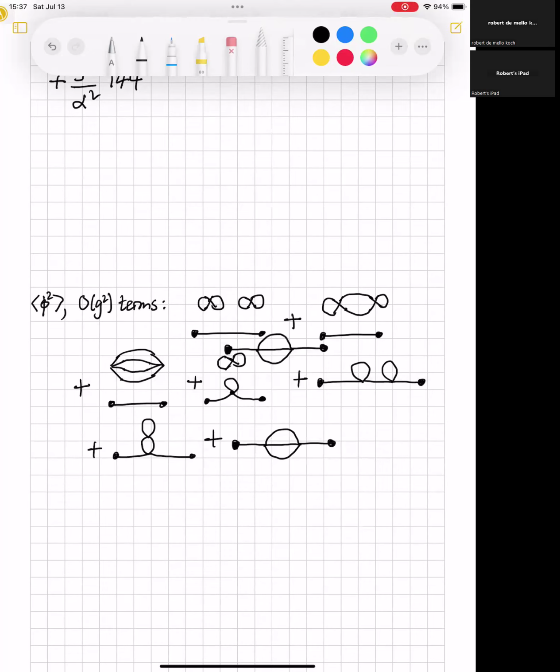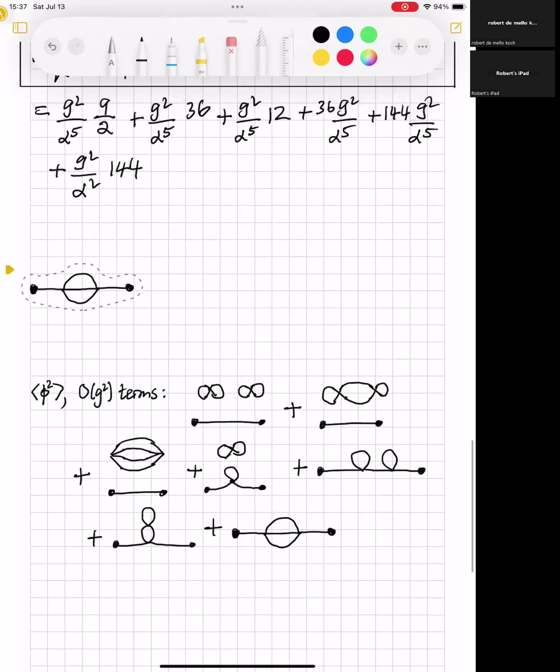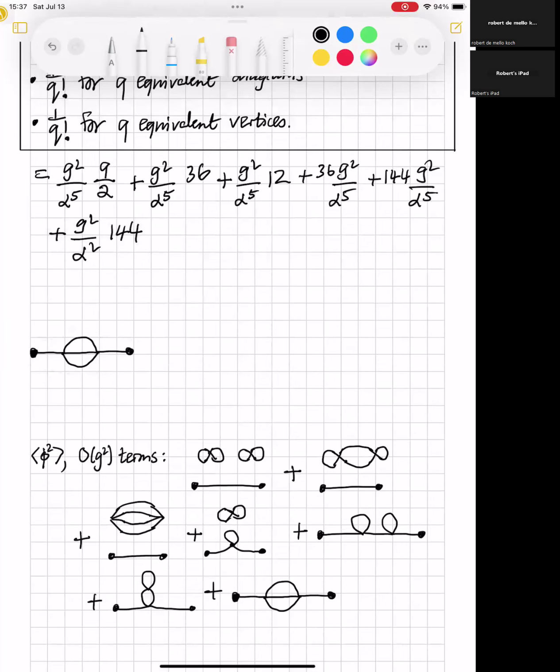Good. Now, just by the way, physicists usually refer to this diagram as the setting sun diagram. So if you see people talking about the setting sun, this is the diagram that they mean. Okay, so what is this equal to?